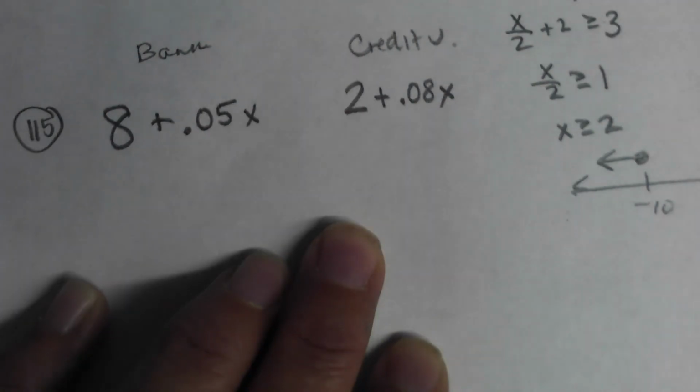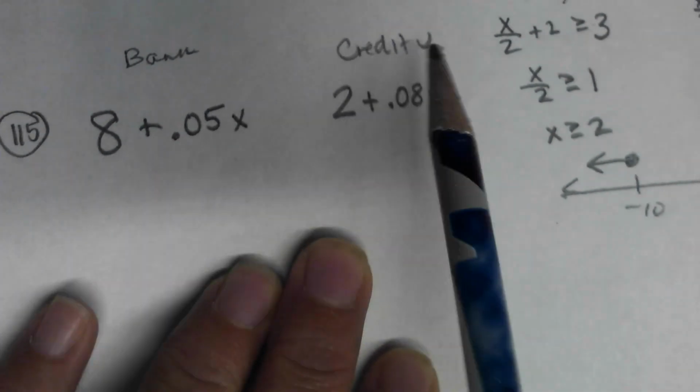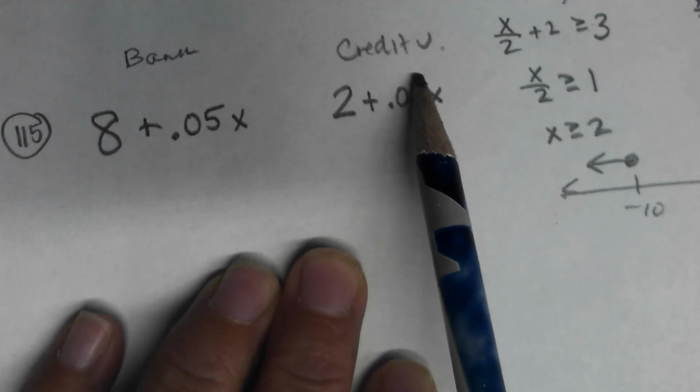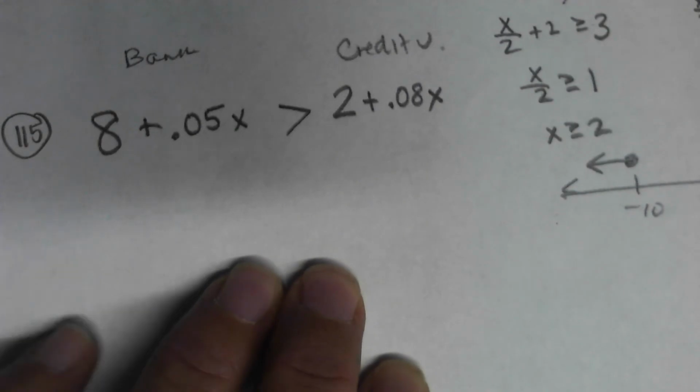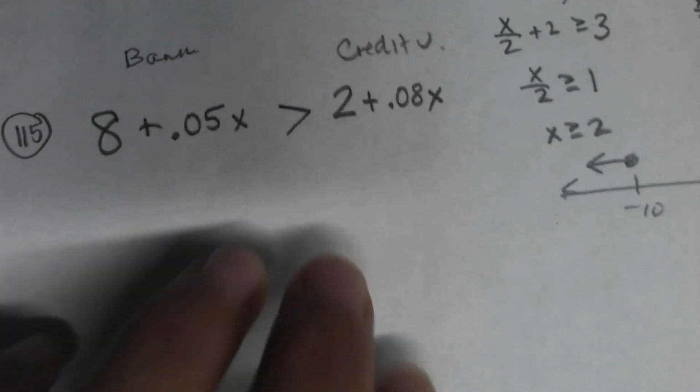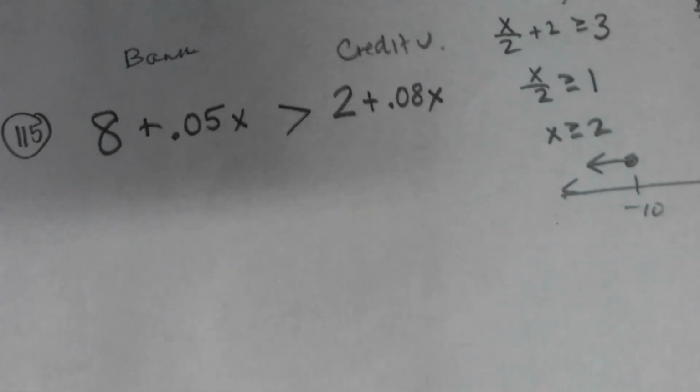And it says, how many checks should be written each month to make the credit union a better deal? So you want the credit union to be less than the bank, or the bank to be more than the credit union. That would make the credit union a better deal, correct? Because we're talking money. Better deal means smaller number. So this is what we're solving, and I would assume from that point you're fine. Probably maybe just the setup of this.